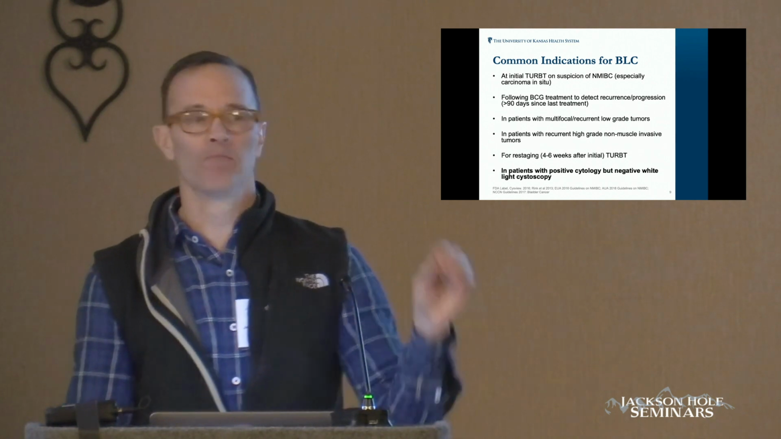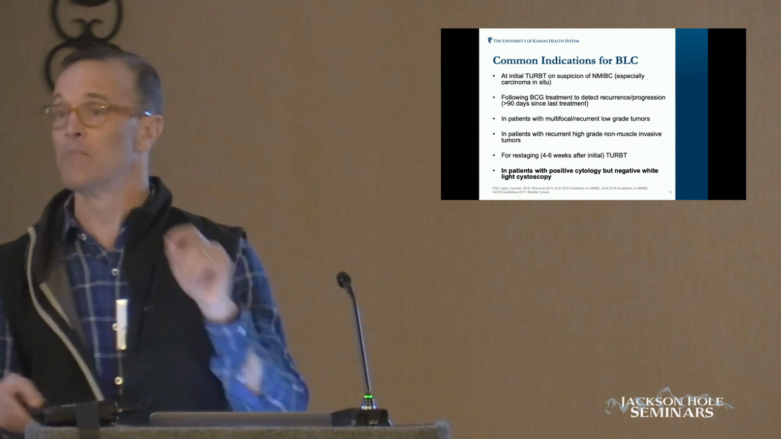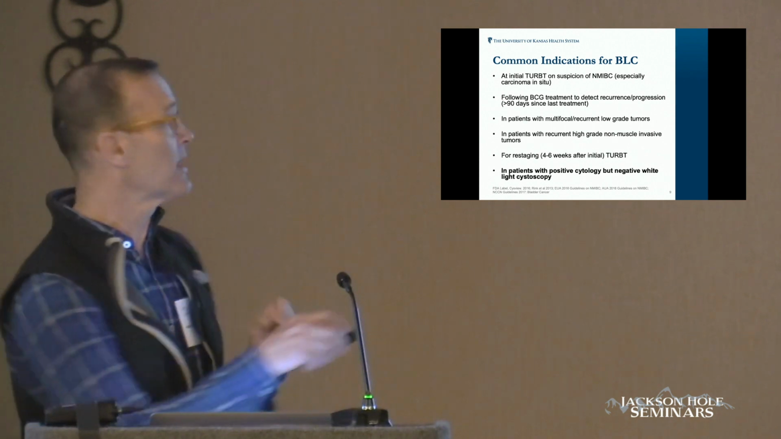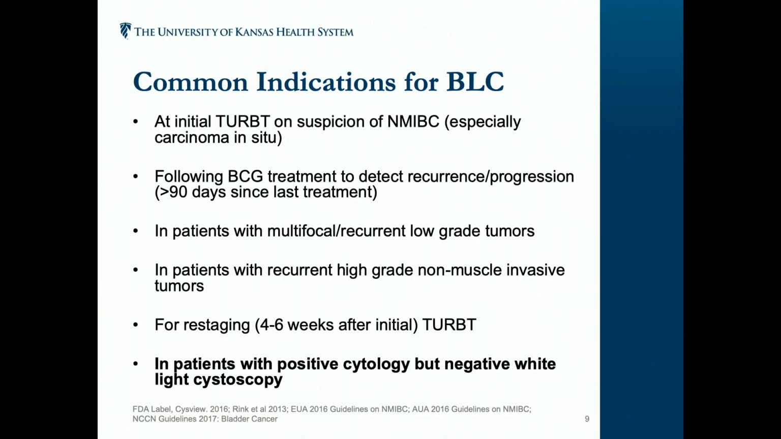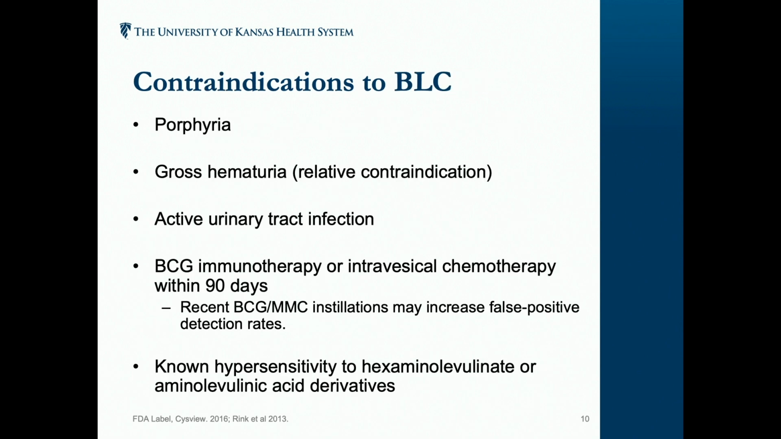And then probably one of the most important indications that's in both EAU and AUA guidelines is patients who have a positive cytology, but you cysto them and they're negative. Then blue light, I think, can be very, very useful in this instance. And of course, following the rest of the guidelines, which would be to do random biopsies and make sure you're biopsying the prostatic urethra and evaluating the upper tracts. So those are the utilizations of this.